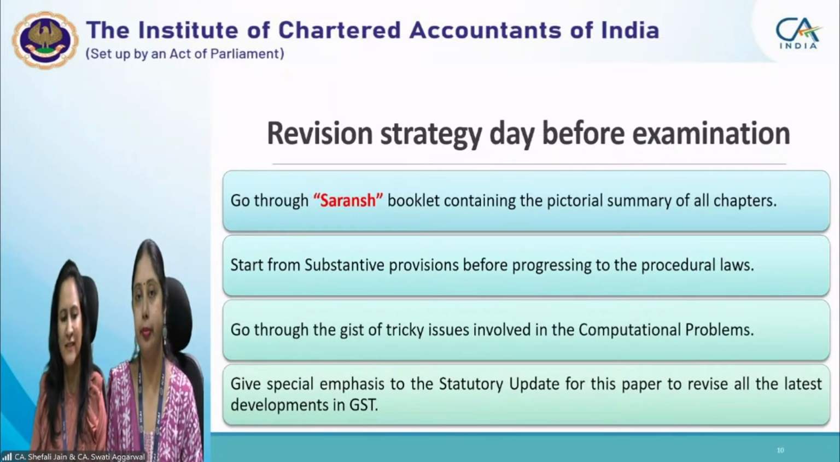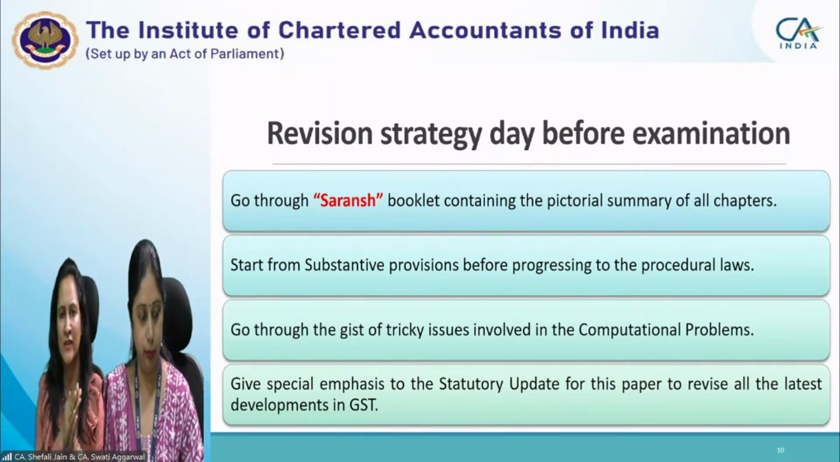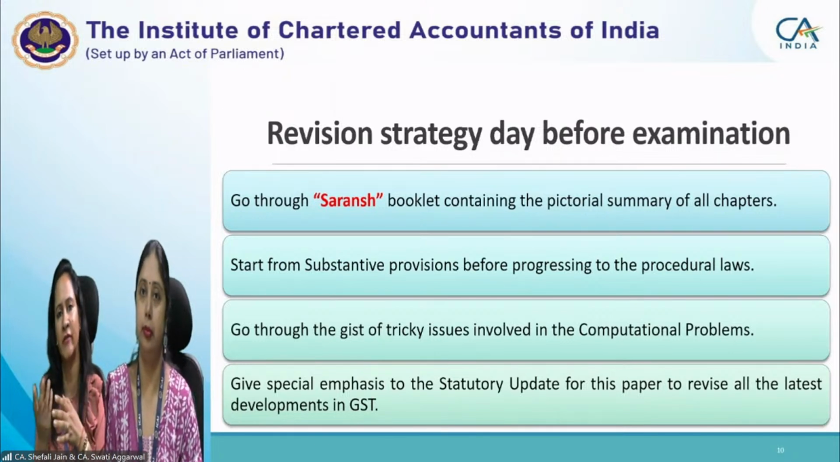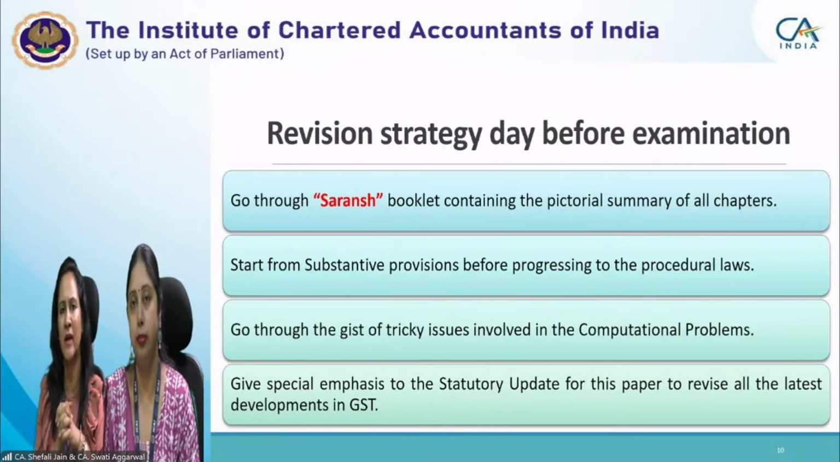Then go through the gist of tricky issues involved in the computational problems. Now, the tricky issues vary from one student to another. Some student might find one particular issue to be a tricky one, and another may find it to be an easy one. So it differs from person to person. It is individual specific. That is why ma'am has told you that we always recommend the preparation of customized notes. It may differ from person to person.